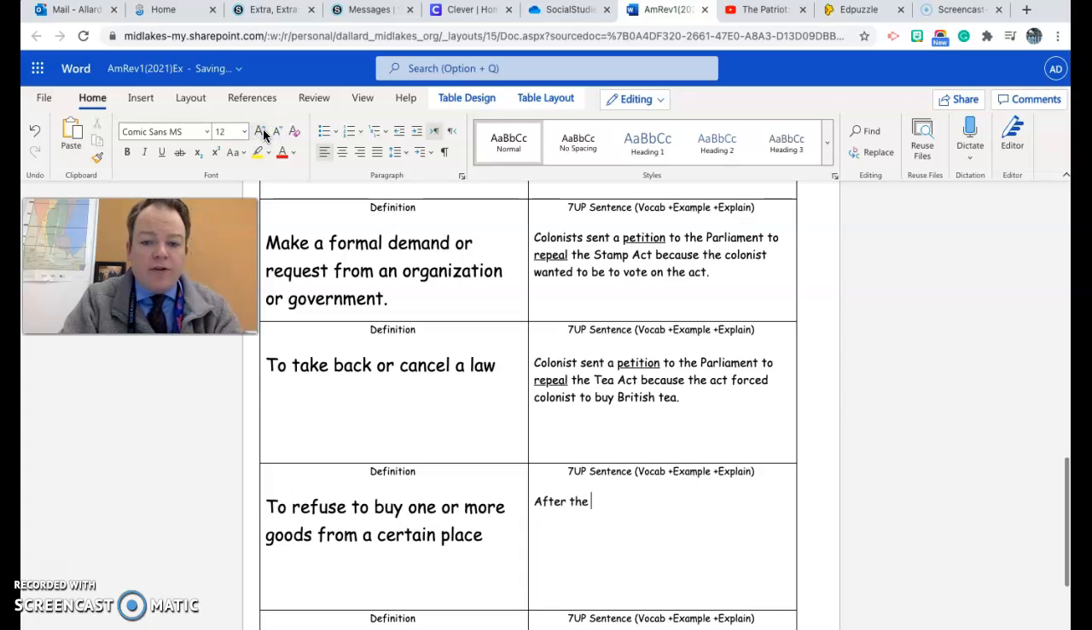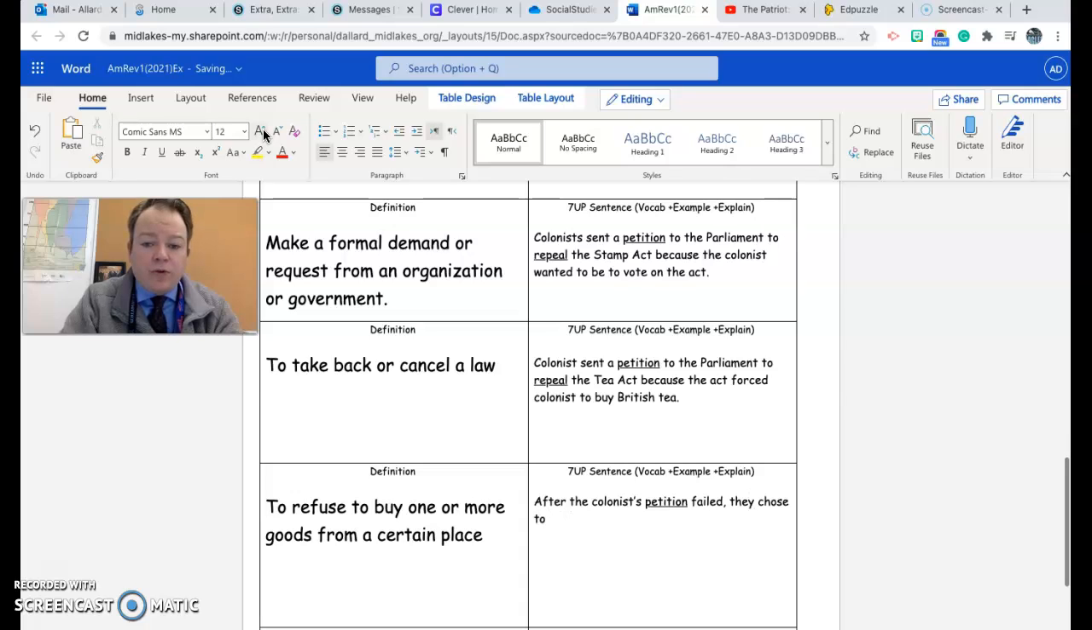after the colonists' petition failed or didn't work or whatever, we can say they chose to boycott, forgetting to underline, boycott British tea. Now, why would they boycott British tea? They didn't like the act. They wanted the act to get repealed.